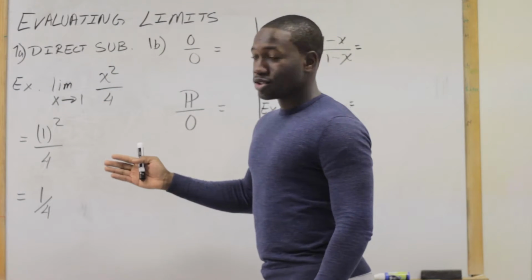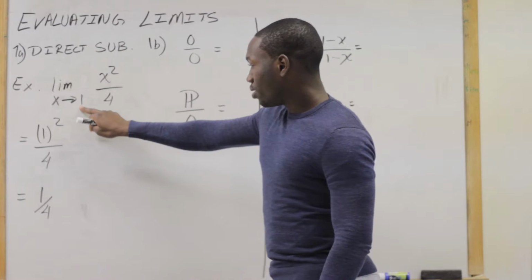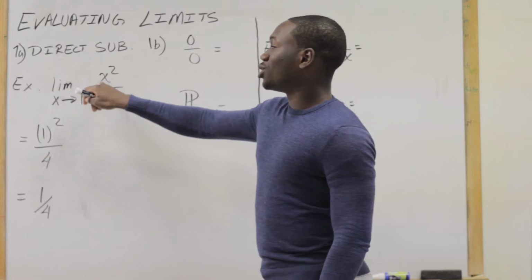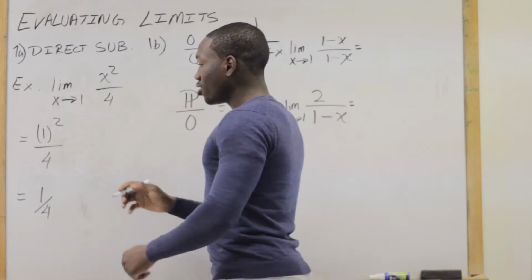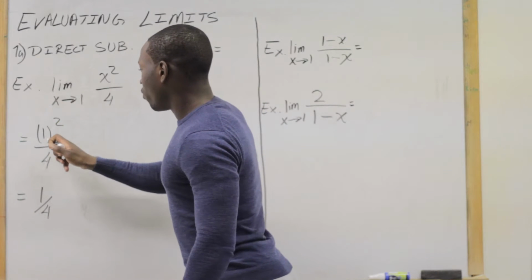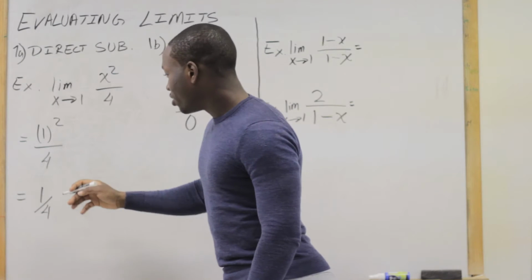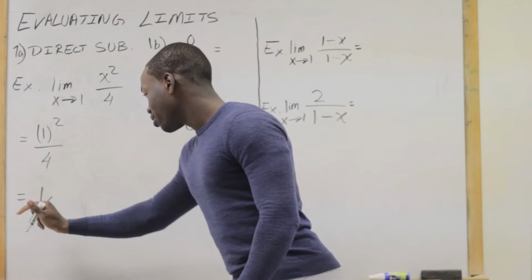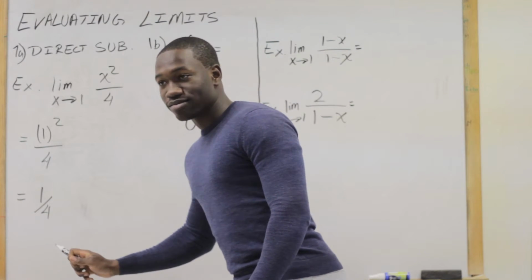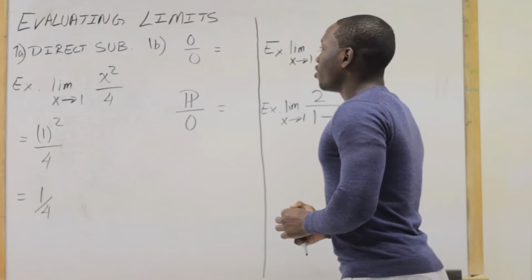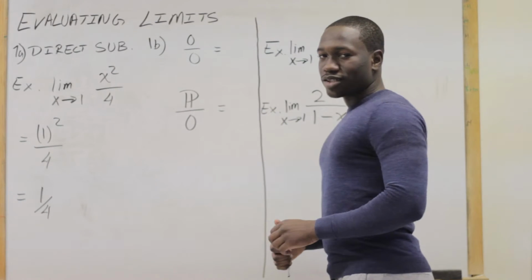When we use direct substitution, we're plugging in the limit that we're approaching, 1, into x. So over here you can see we have 1 squared over 4. Do the math, 1 squared is 1, over 4 remains 4, and your limit is 1 over 4. Now, there are a couple of rules also when you have direct substitution.